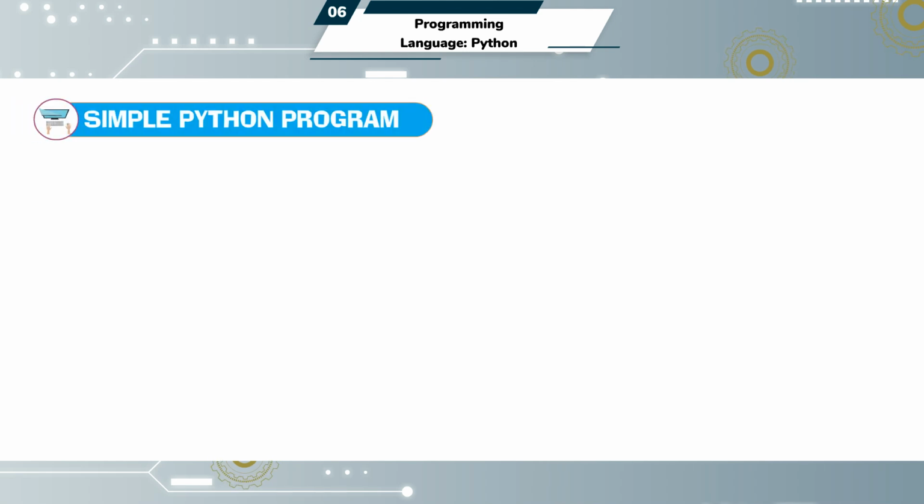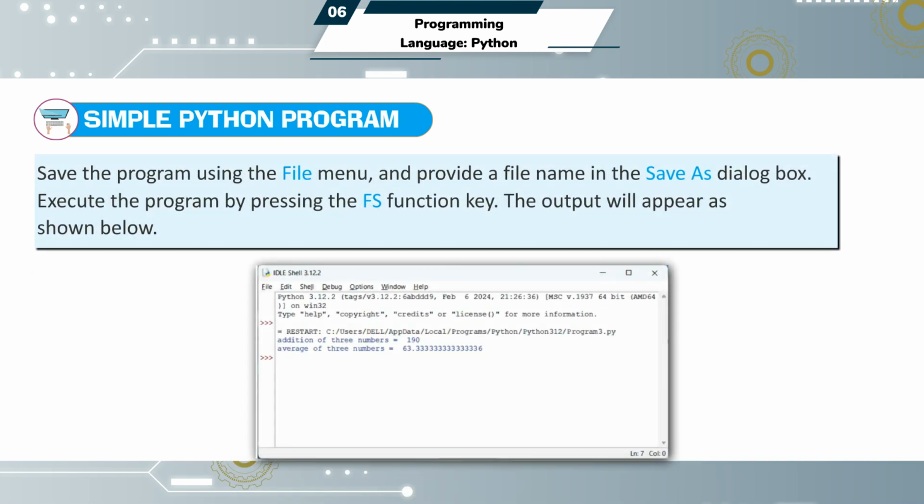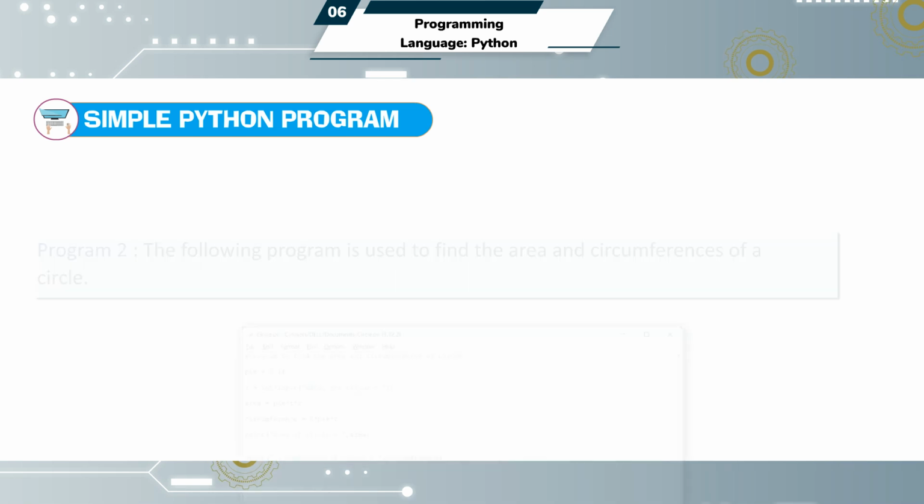Simple Python program. Program 1. The following program uses 3 variables to find the sum and average. Save the program using the File menu and provide a file name in the Save As dialog box. Execute the program by pressing the F5 function key. The output will appear as shown below.